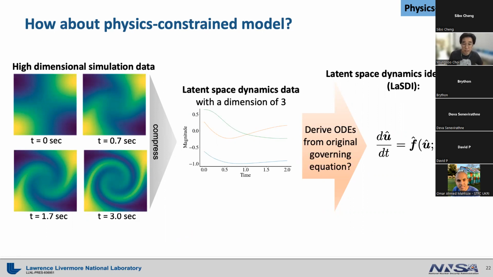To discuss that, let's go back to the page where I described the process of compressing high-dimensional data. Again, after the compression, you get the latent space dynamics data with a reduced dimension. As usual, the interpretable data-driven approach was to fit these data into a user-defined ODE, ordinary differential equations. Well, instead, what if you derive a system of ODEs that describes the latent space dynamics data from the original governing equation? Is it even possible?